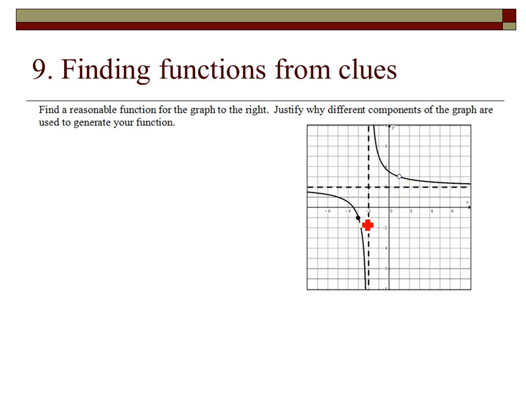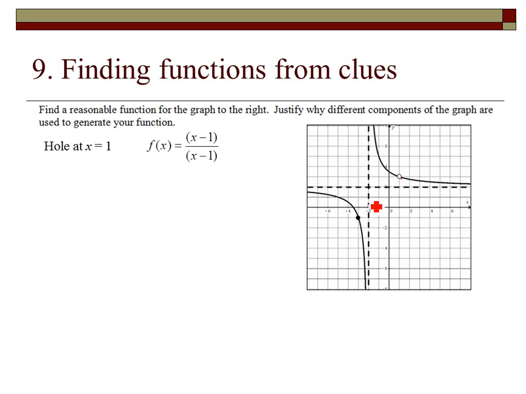I have a point over here at, looks like -3, -1. So let's start with the different parts. I have a hole at x equals 1. Well, when I put my function together, that means I have to have x minus 1 cancel out. So that will make a hole. I'm just kind of building as I go.